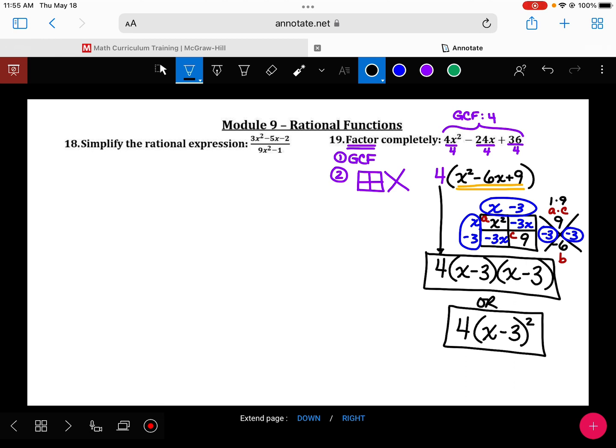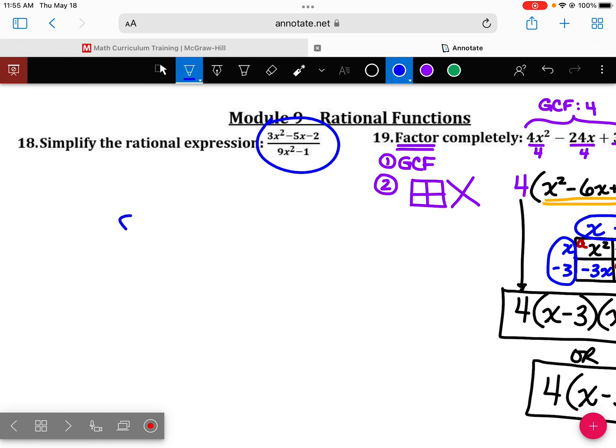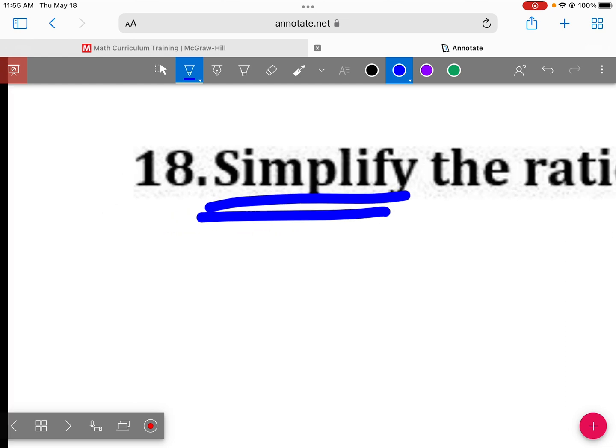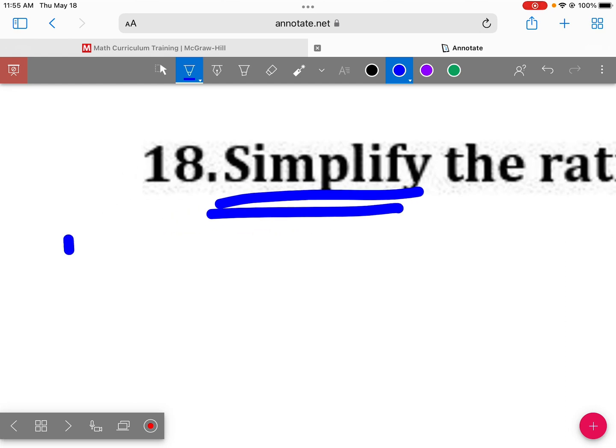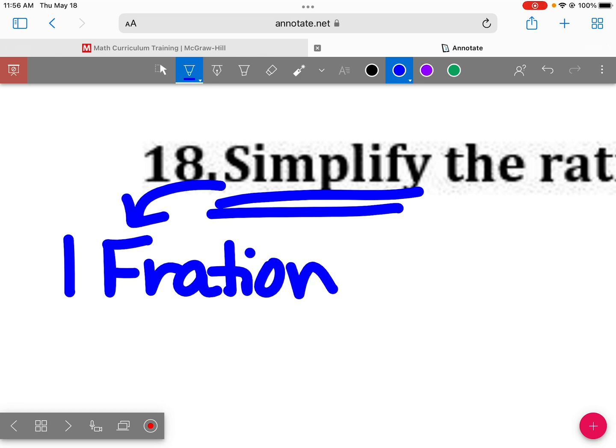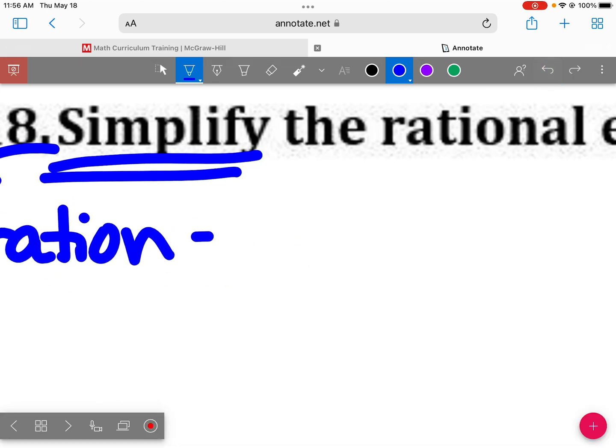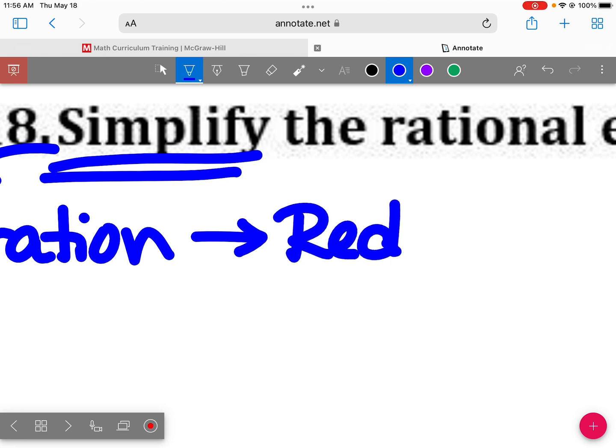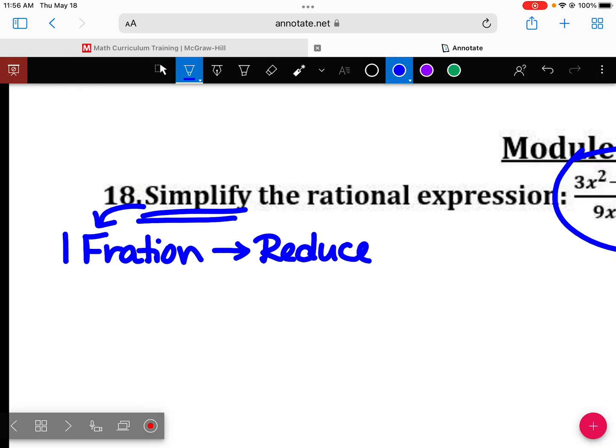We're going to do 18 first, then we'll come down and we'll do one of the ones in 21. I'll let you guys choose. Number 18. What do you notice about number 18? It's a fraction. It says we are supposed to simplify. If I am supposed to simplify one fraction, that means I'm going to reduce it. If there's just one fraction and it says simplify, then we're going to reduce that fraction.